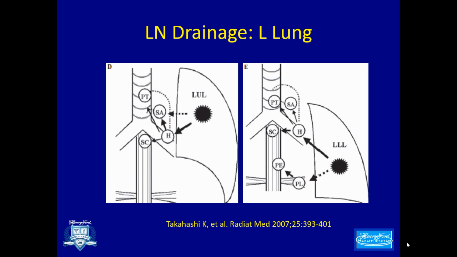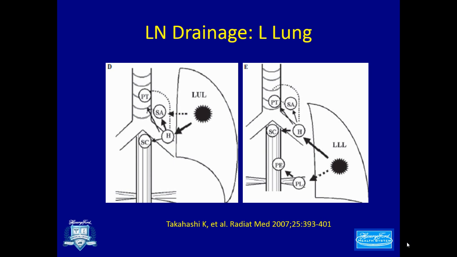On the left side it is a little different. Left upper lobe will go to the hilar lymph node, station 11 left or 10L, and from there a lot of them will go to the aortopulmonary window or station 5 lymph node, or it can go straight there too. It also involves the subcarinal lymph node.